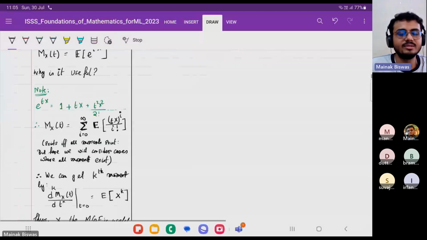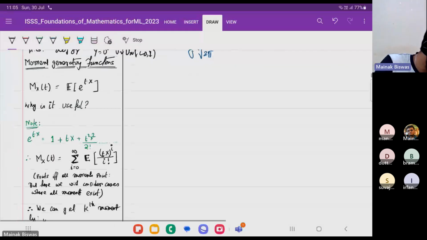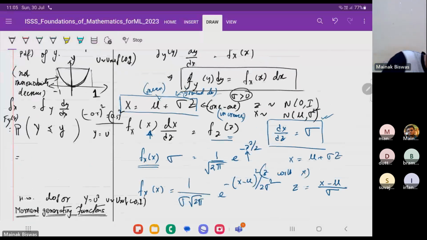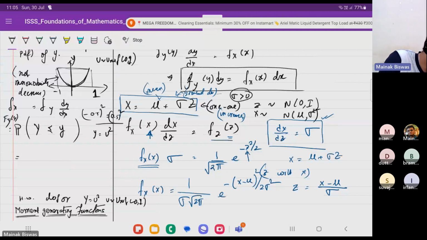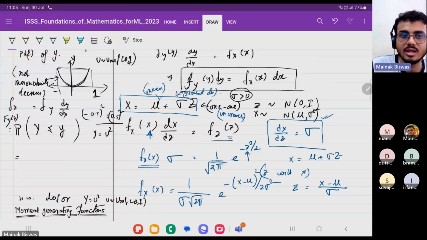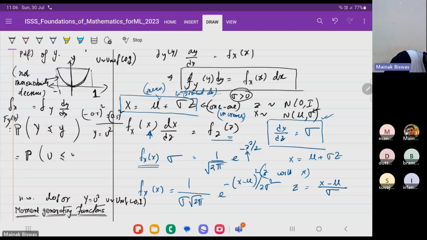So Y less than y, what will it be? Y is equal to u square. What will I do? What is the first step that I was following? I was replacing y with the random variable in the original form, right? Once I do that, because I already know the random variable in the original form, I can write u squared less than or equal to y. Yes or no? Agreed?